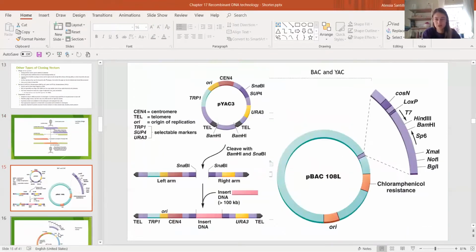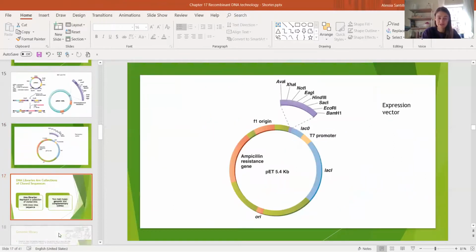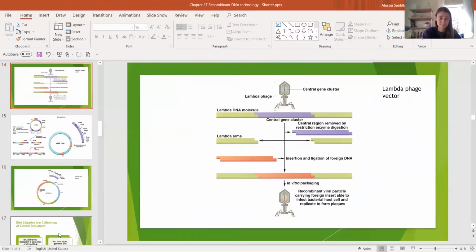And these are, oh, look how beautiful. I love reading plasmid maps. Oh, they're so pretty. Okay, sorry.